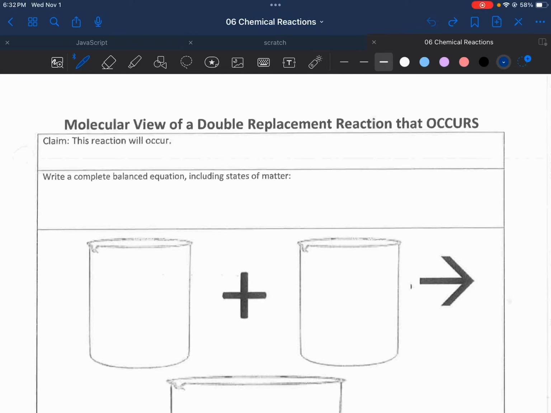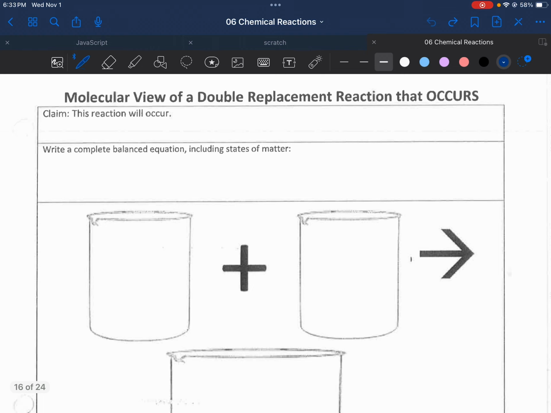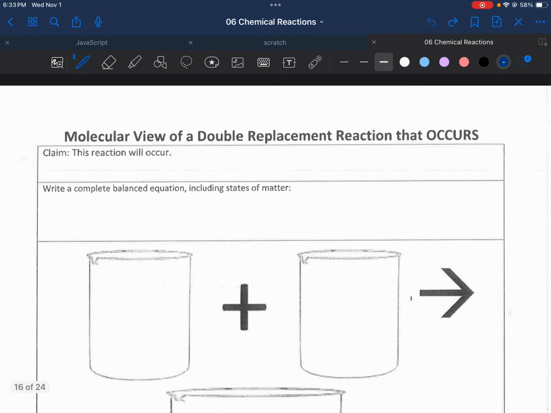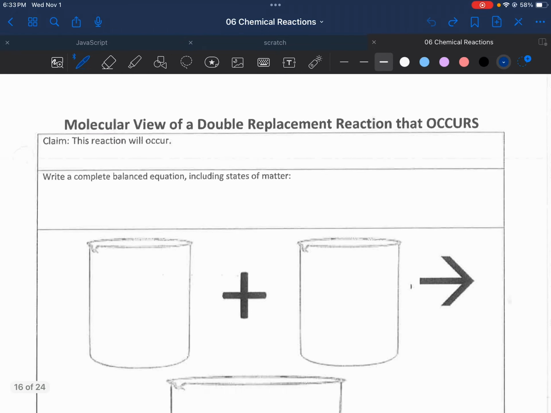So for today, we're going to focus a little bit on how to represent double replacement reactions that occur and also do not occur at the same time using our models. So the first one on page 15 is a reaction that actually occurs.